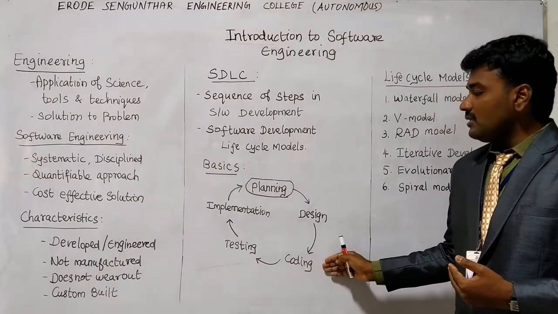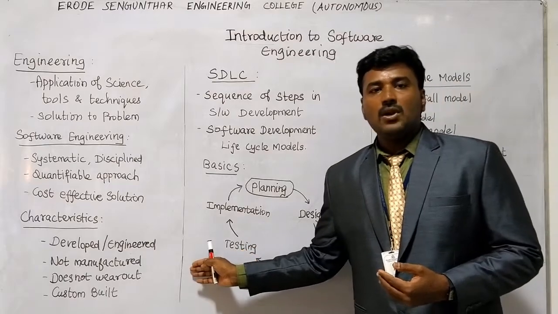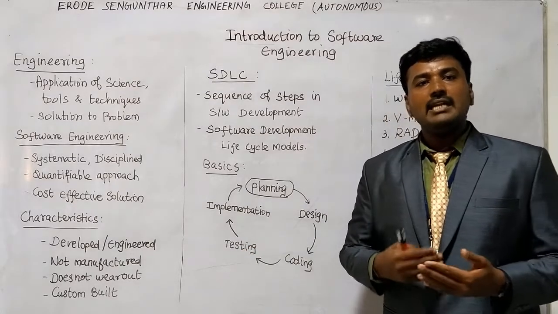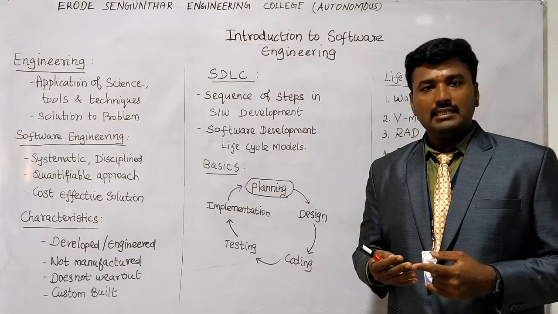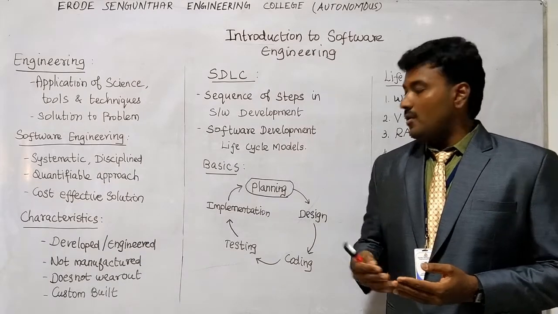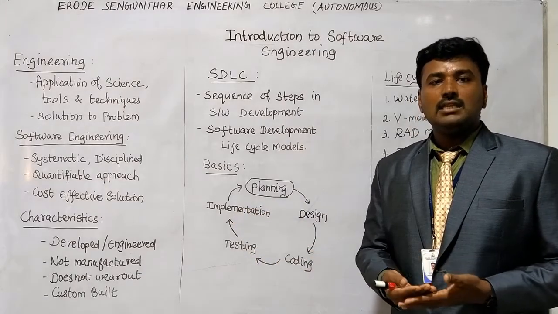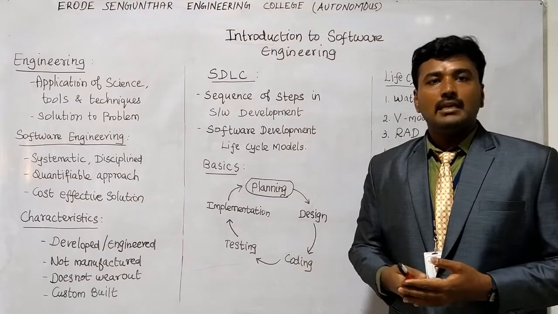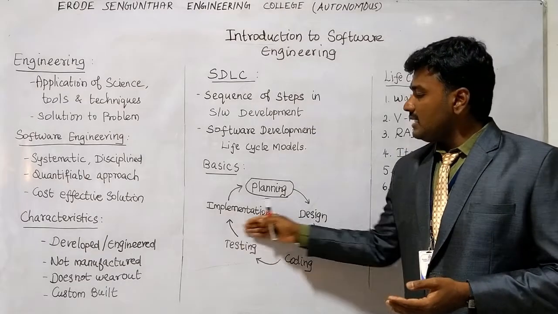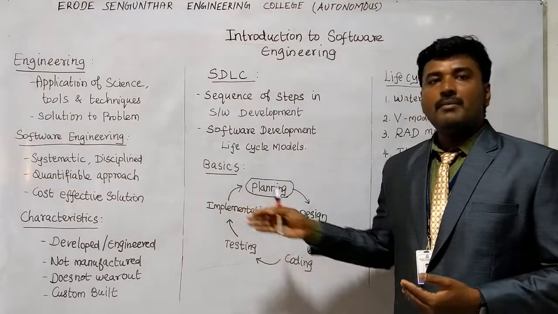So after the coding, we will move on to the process of testing. In this process, we will have different types of testing such as unit testing, integration testing, system testing, likewise. So by using the set of testing stages, we will get a processed outcome, that is the outcome which is deliverable to the customer. After testing, we will move on to the implementation phase.